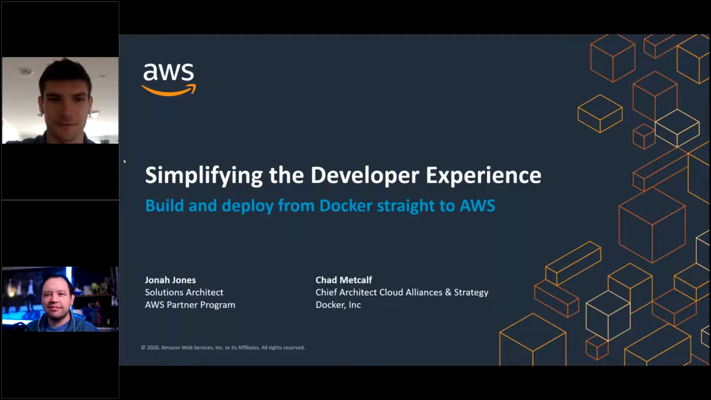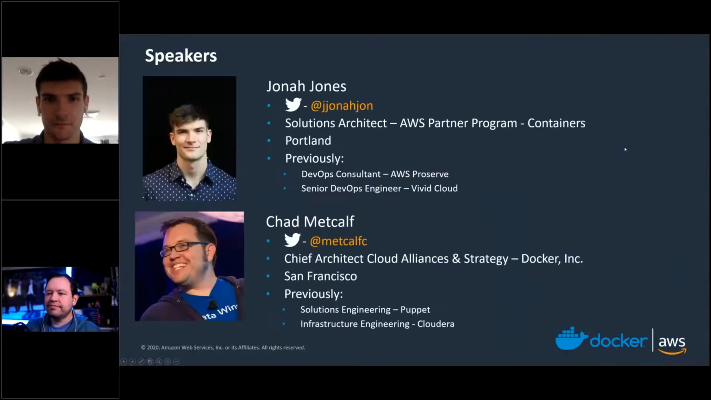Awesome. Well, welcome. Yeah, let's talk about simplifying the developer experience. So we will kick it off here. Maybe we can go over little introductions here. So I'm Jonah Jones. I'm a solutions architect for partners at Amazon, and I work with container partners. So I work with all the wonderful partners, including Docker, who is definitely our favorite container partner. I live in Portland, and previously I was a DevOps consultant at Amazon, and then I was a DevOps engineer before that in a past life.